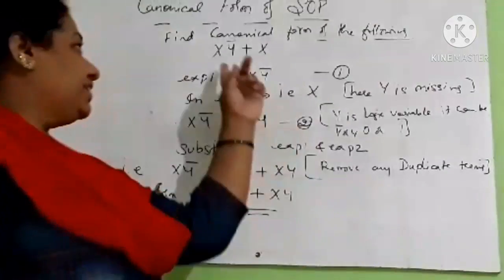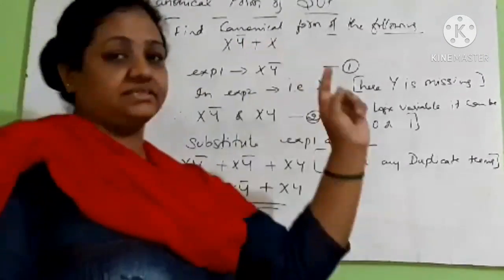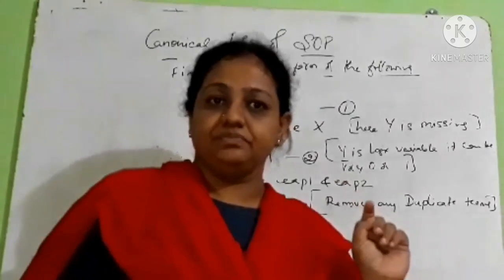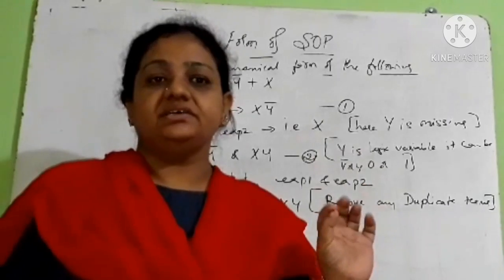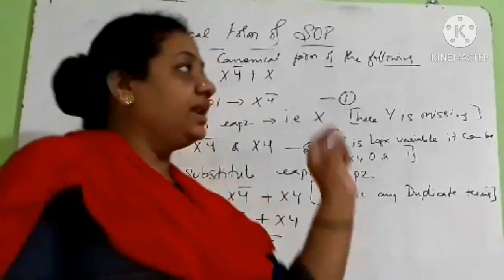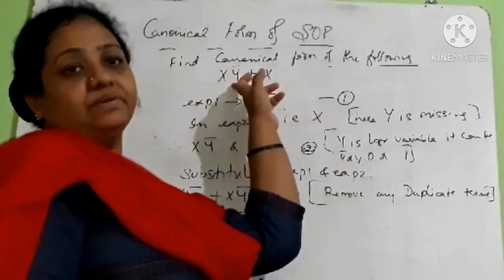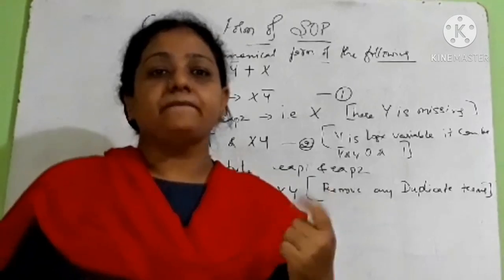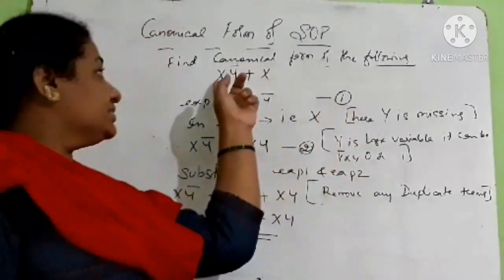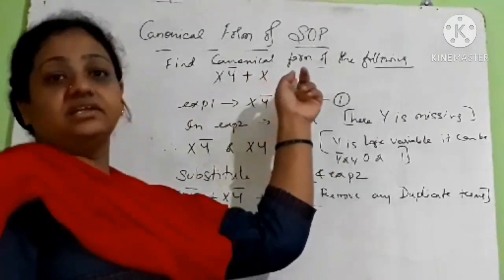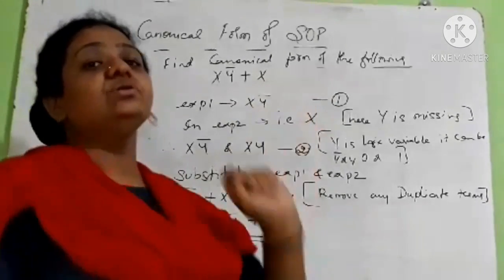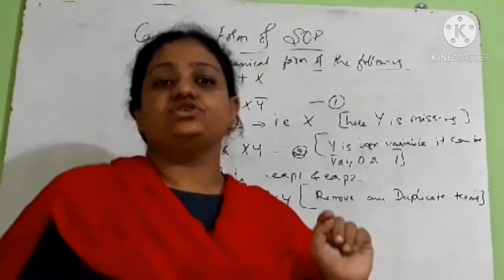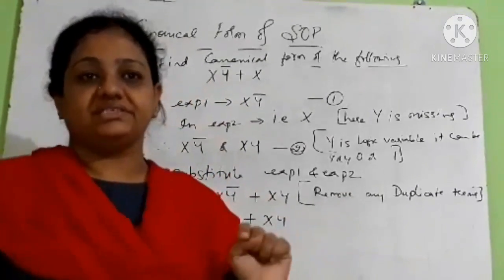So here you can see we have an expression x y bar plus x. This expression is not in canonical form because it does not represent pure minterm forms. Here you can see two variables, and here you can see only one variable. There is one more variable that is missing. As you can see, in x y bar plus x, there is no y here. So this expression is not in a canonical form of SOP, sum of products.